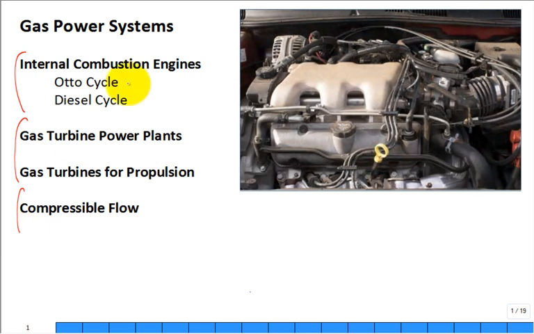Today we're just going to cover the basics of internal combustion engines and then the Otto cycle. Yes, some of you had this in Thermo 1. True? Some of you didn't. But hey, it's fine to have a little review every now and then.